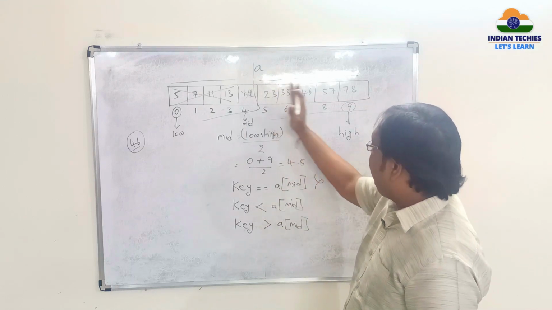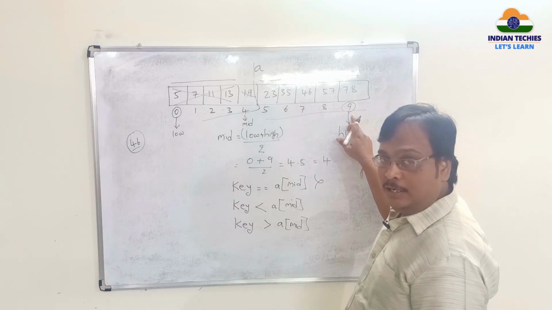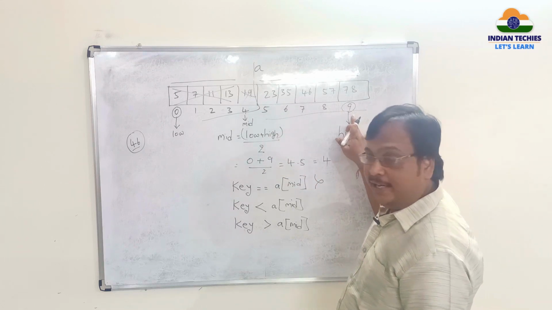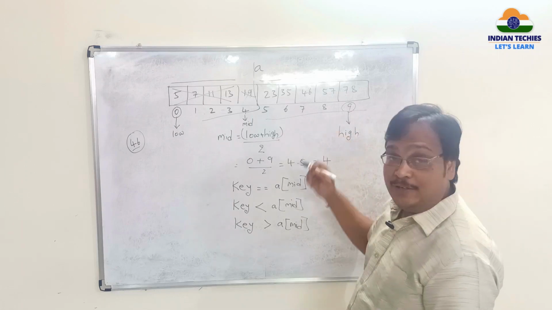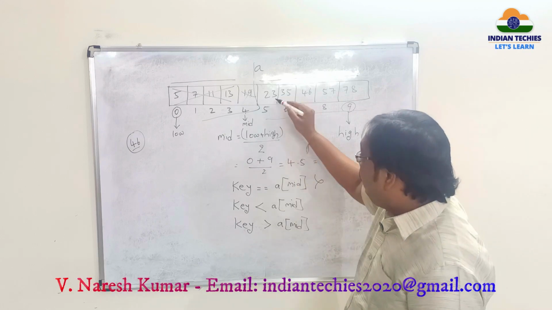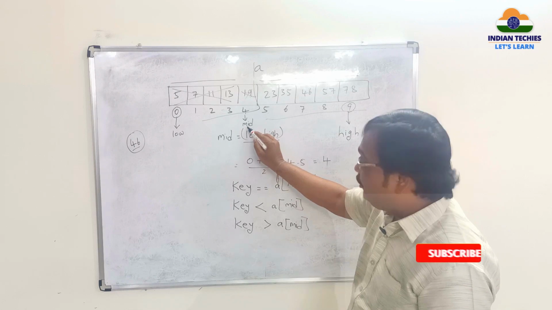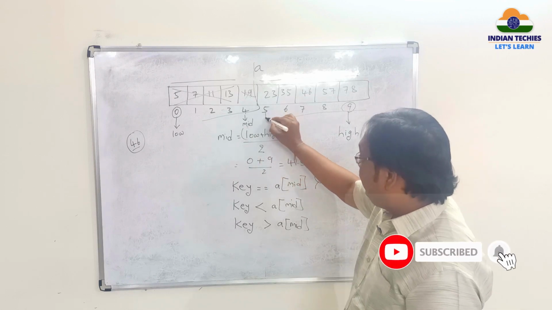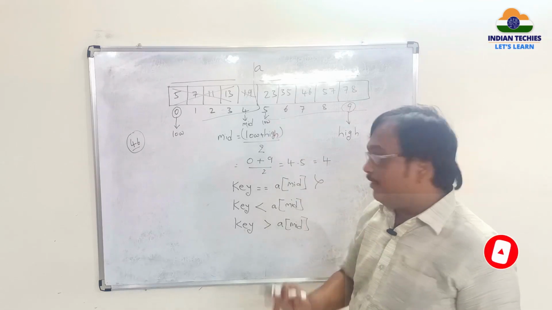Now in this right side part, from the 5th position to the 9th position, find the low and high. Already 9 is the high. If you want to get mid, you need both low and high. So make this 5th position the previous mid position plus 1. The next position of the previous mid becomes the low. Mid plus 1 becomes low.